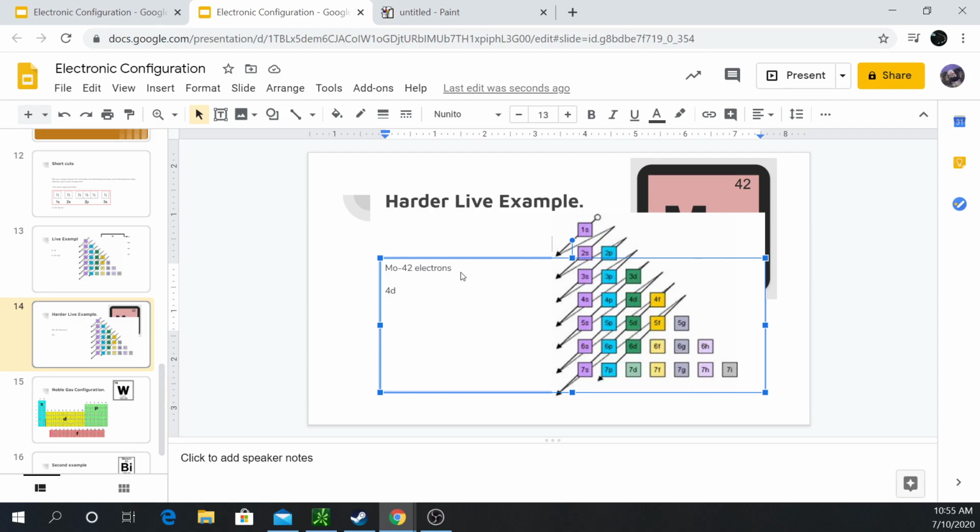Now, we're going to start the same. We're going to have 1s2, and now we have 40 more to draw. 2s2, and let's pull up the size here.